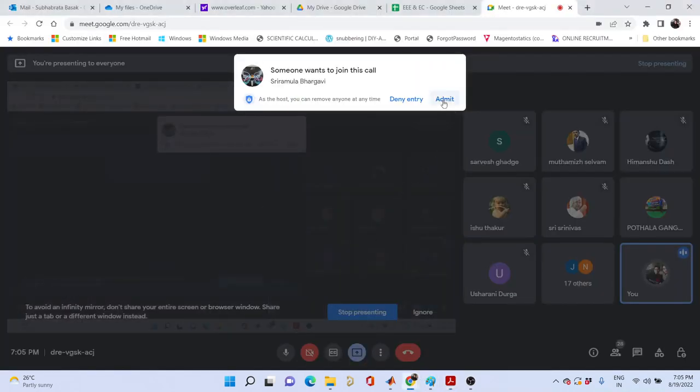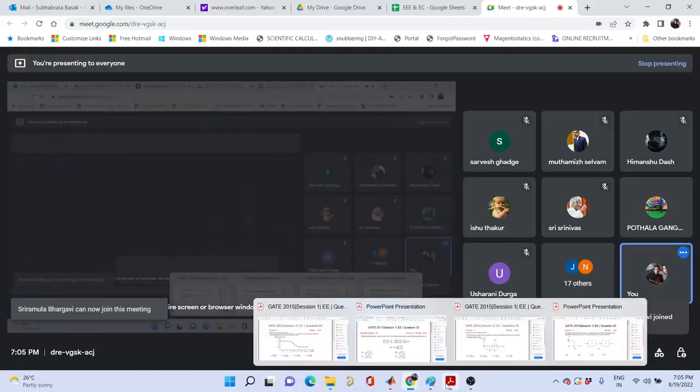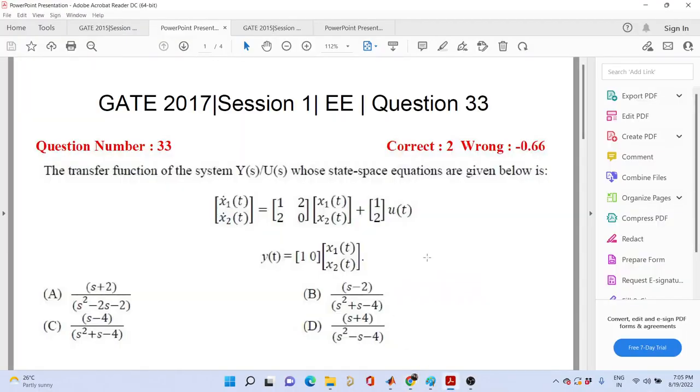And after 3 minutes, I would just ask you what answers you have got. Okay, so that is the way that we go ahead. So this is the question. Okay, x1 and x2 are the states. This is the state equation given to you, and you have to find the transfer function. Okay, your time starts now.